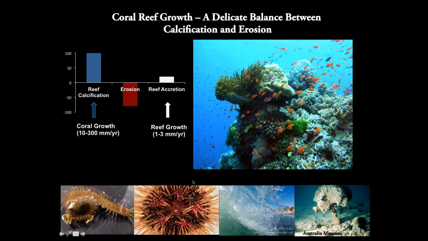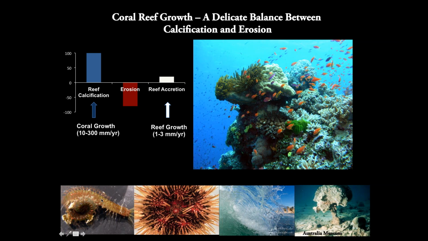For all the work I'm going to present today, it's really important to understand that when we think about coral reef growth, rather than just calcification, coral reef growth is actually a balance between calcification and erosion. So if we look at reef calcification, coral growth can be 10 to 300 millimeters a year, but reef accretion is only 1 to 3 millimeters per year. And what makes up for this difference is erosion and dissolution processes.